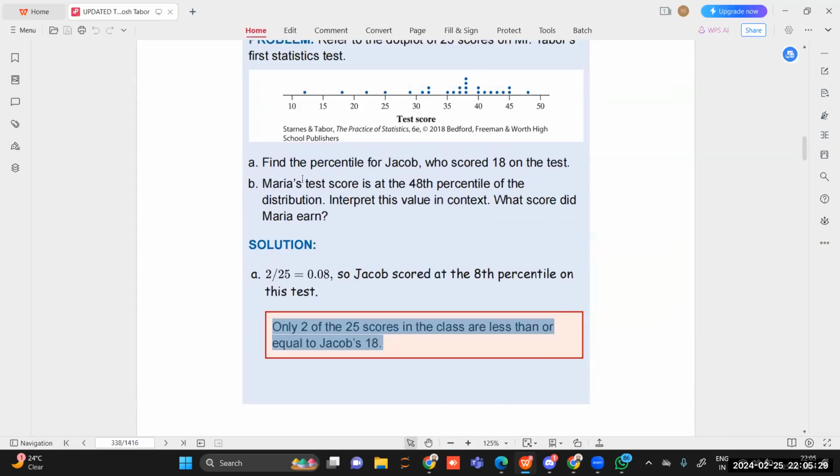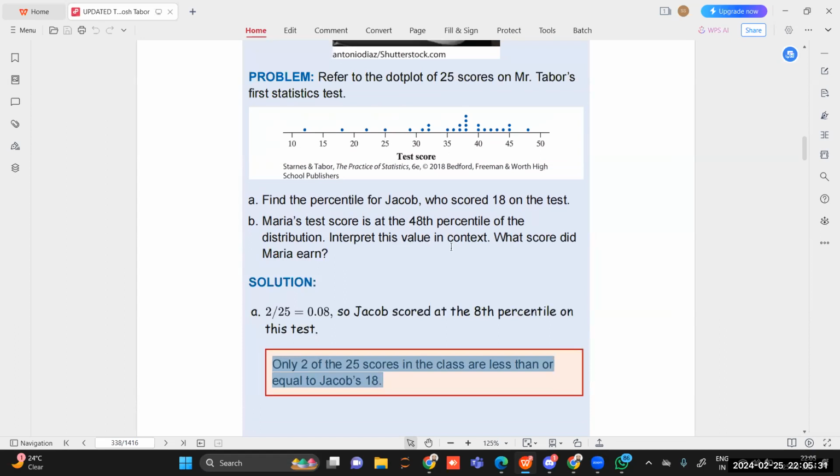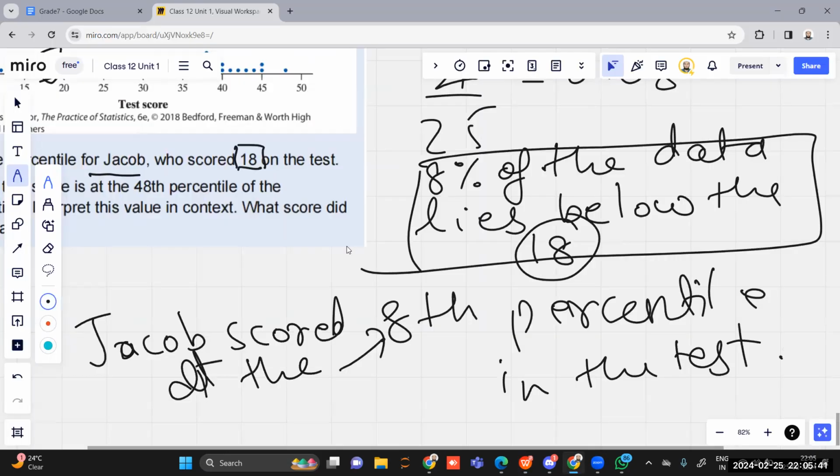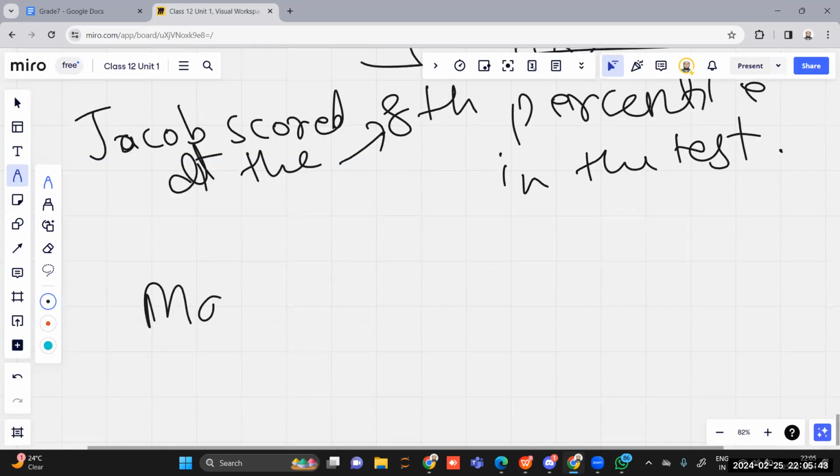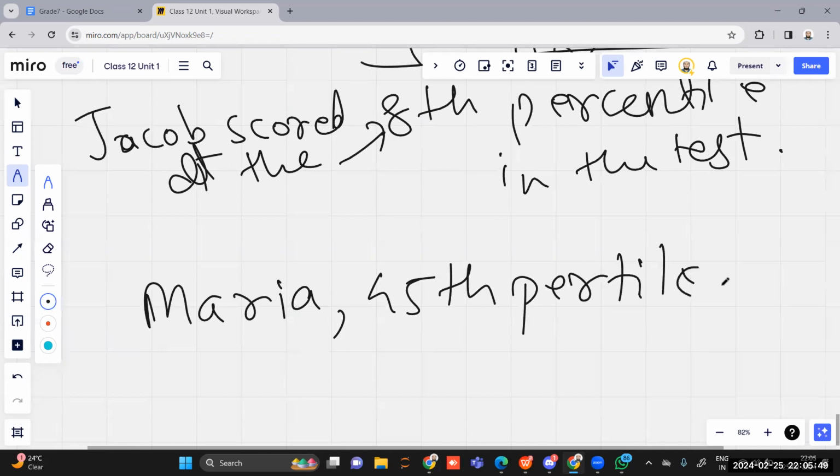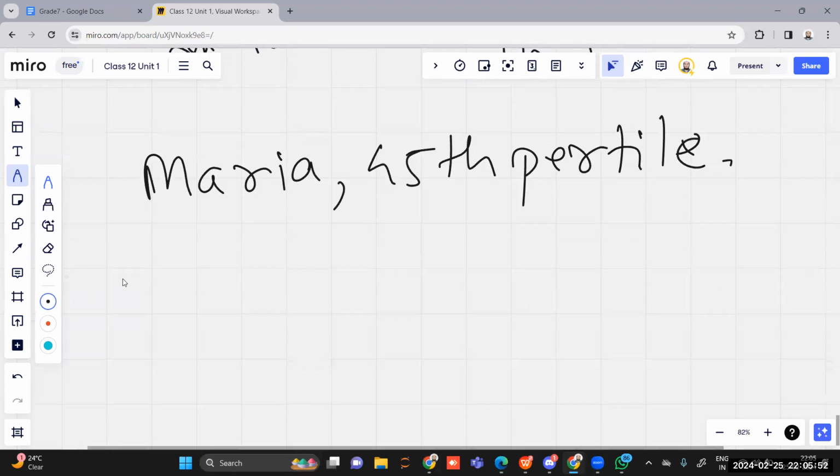So Maria's test score is the 48th percentile of the distribution. Interpret this value in context. What score did Maria earn? That's simple. So I'm talking about Maria, the 48th percentile. So what formula do we have for percentile?